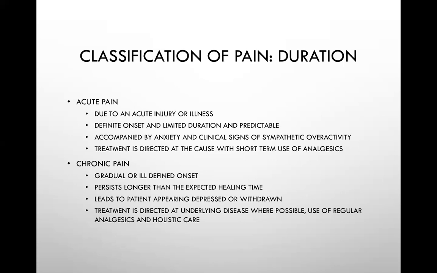together with the short-term use of analgesics. Now, chronic pain is something where the onset is pretty gradual or ill-defined, and it persists longer than the expected healing time. This is pain that can persist even when the injury or the illness is healed, but the pain is still persisting. So it goes beyond the expected healing time. There is some literature where they have put a time frame of definition saying that pain that persists more than 3 months. But a lot of literature says that it's pain that persists longer than the expected healing time.